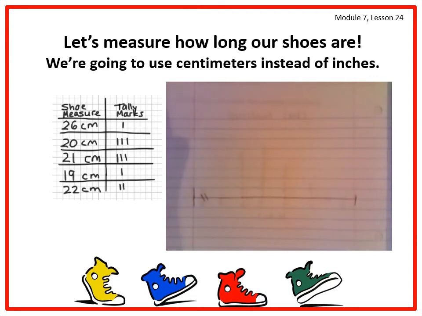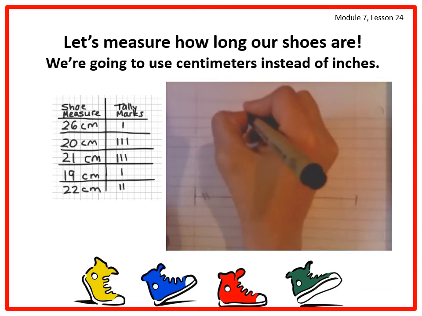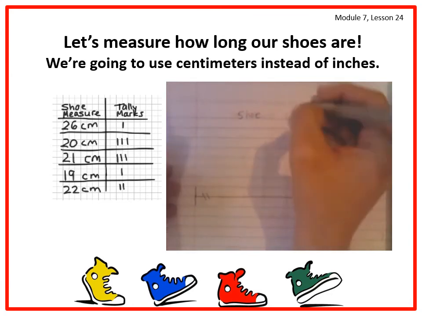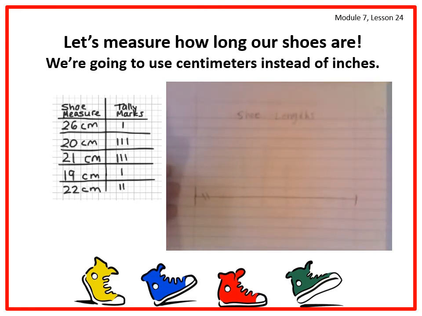Now, who remembers what else I'm missing? So I have my line, my number line. What else do I need to do? Oh, yes, our title, right? So let's title this one shoe measurement, okay? Or shoe length. Let's do shoe length because it's to see how long, okay? This pen is not working good. Shoe lengths. There's our title.